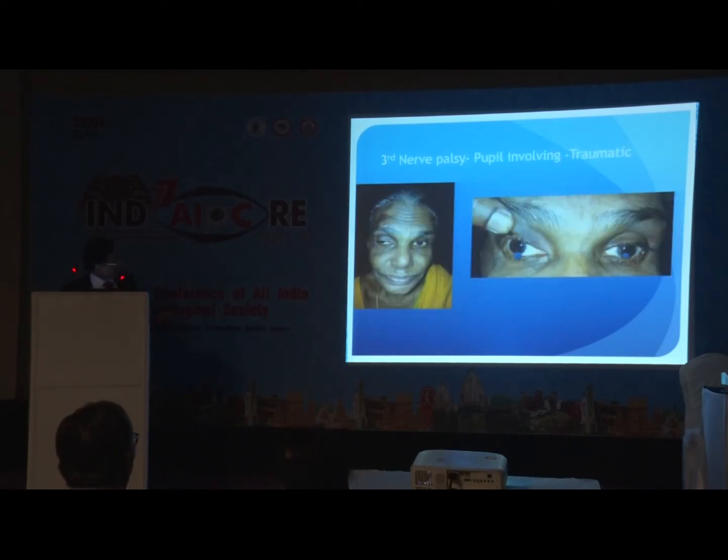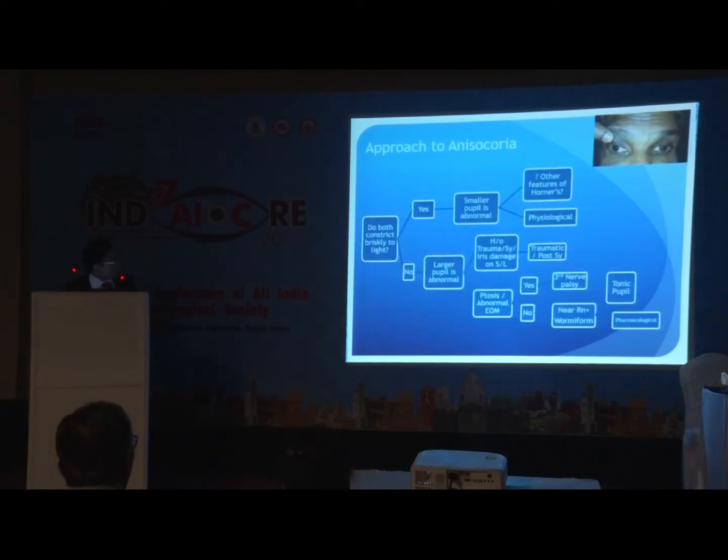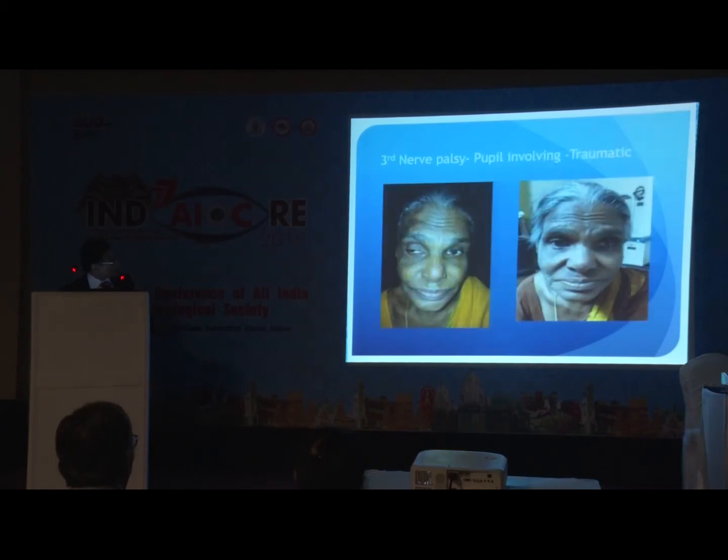While this patient had a cataract surgery, going back from the surgery, she fell off a scooter. You can see she had the injury there, and her daughter was driving the scooter, and she had a pupil-involving third nerve palsy. Again, you use the same algorithm. That's easy. The large pupil is abnormal. Other features, and this is third nerve palsy. Fortunately, she recovered in a few months' time.